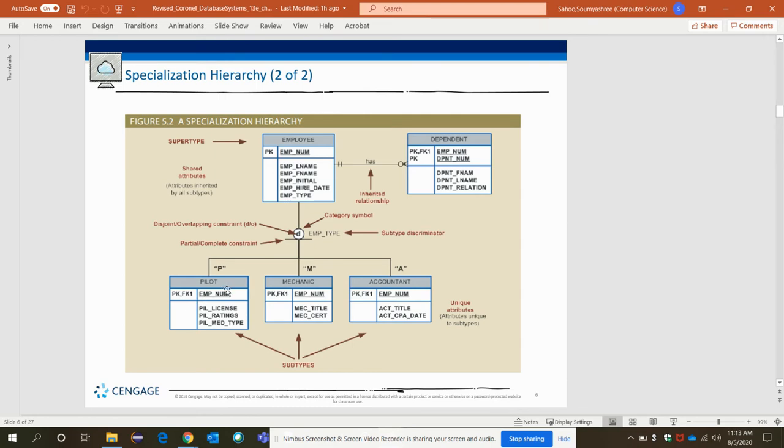This picture reflects the 1:1 relationship between the employee and each of its subtypes. For example, a pilot subtype occurrence is related to one instance of the employee supertype, and a mechanic subtype occurrence is related to one occurrence of the employee supertype. Likewise, the same goes for the accountant subtype as well. Besides this supertype and subtype, you can see some new terms: shared attribute, disjoint, overlapping, constraint, and others like subtype discriminator. We are going to cover all those concepts in the later slides.